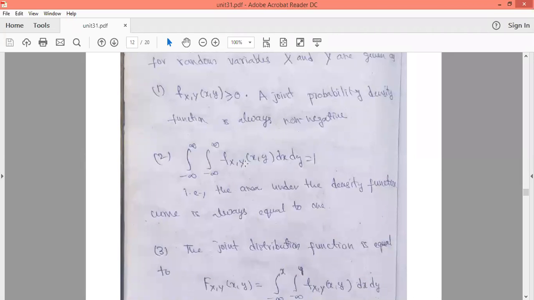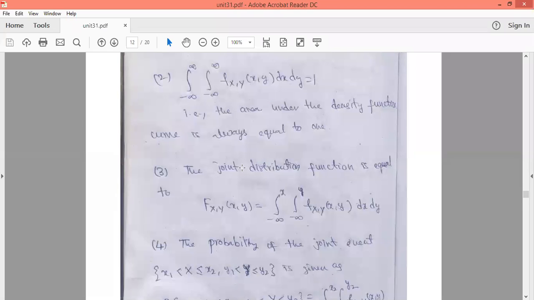And what is the second property? The total area under the joint density function has the value 1. This is just an extension of the properties we have discussed for the probability density function. The same will be extended for the joint probability density function.